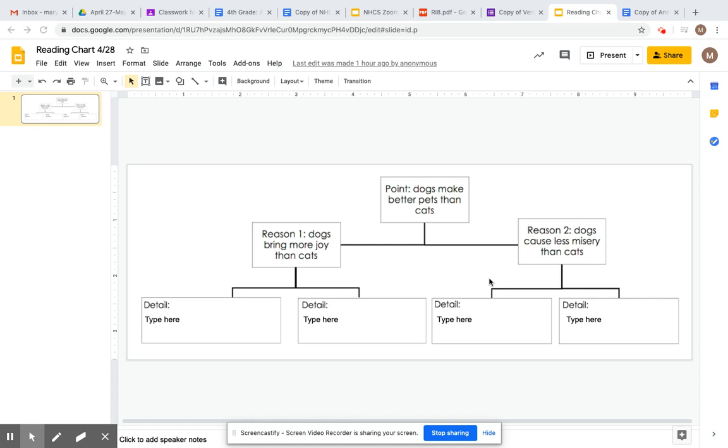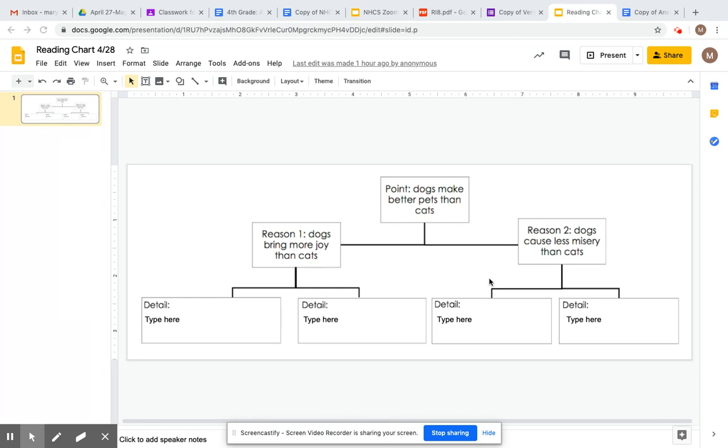So we're going to go over the assignment that was posted in Google Classroom. First of all, I hope you reread the passage Cats versus Dogs, just because it's been since yesterday, and that would get all the information fresh in your mind. And then we have this nice graphic organizer right here.